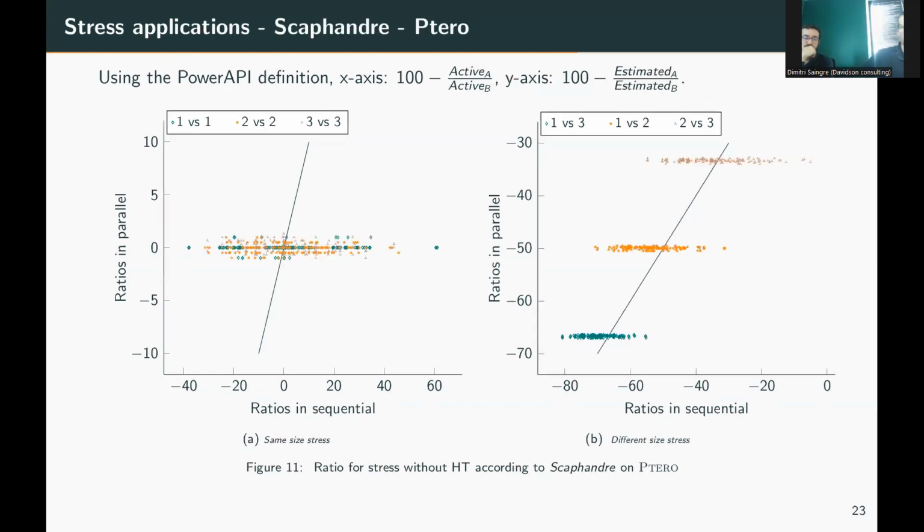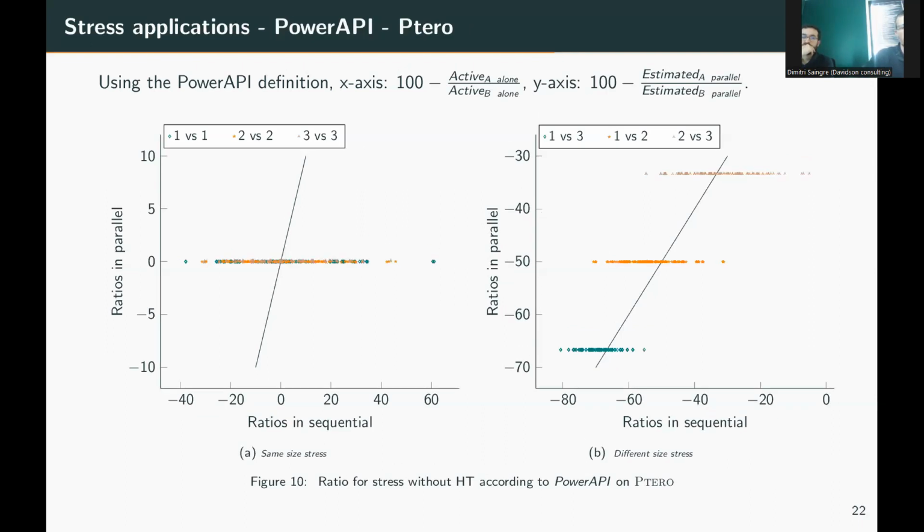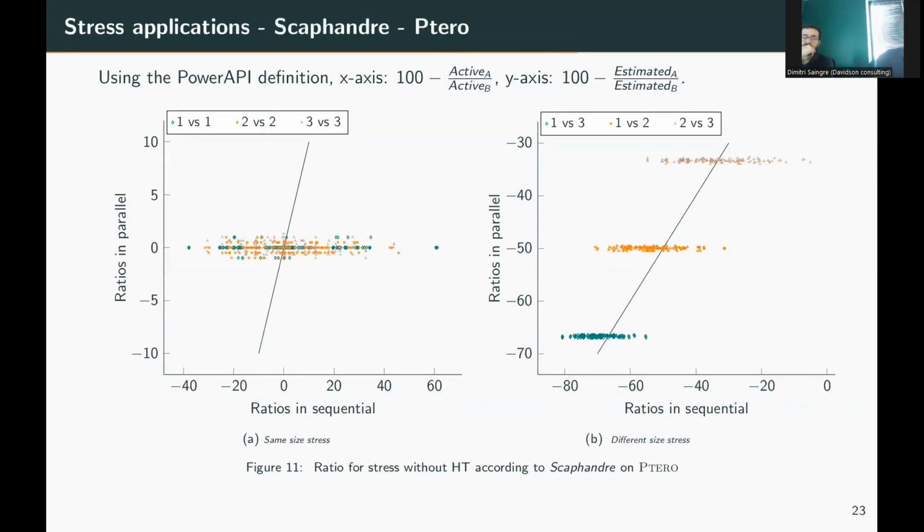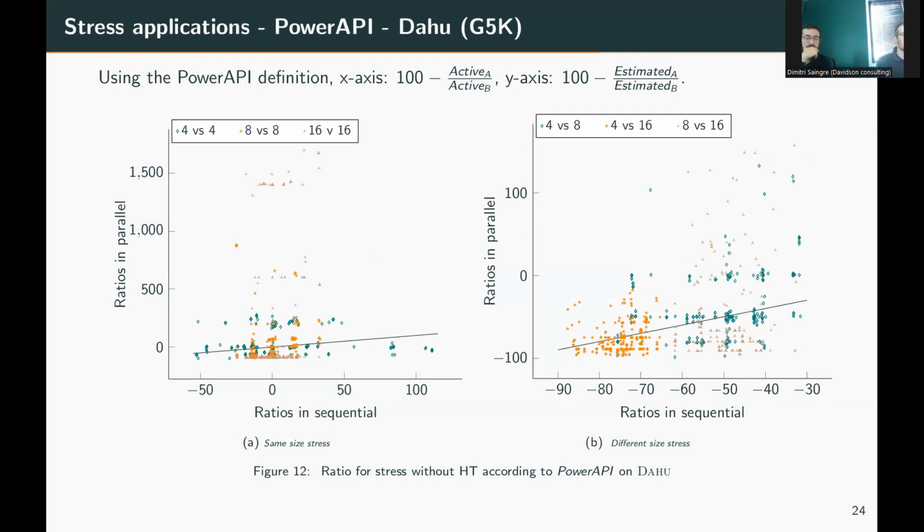If we run this, this was the result for Power API, and now we have the result for Scaphandre. Yes, we can see that the results are quite similar on Ptero, which is relatively expected because they use relatively the same system of division. We executed the same evaluation, but this time on DAU, which is a node of the Grid 5000 cluster.